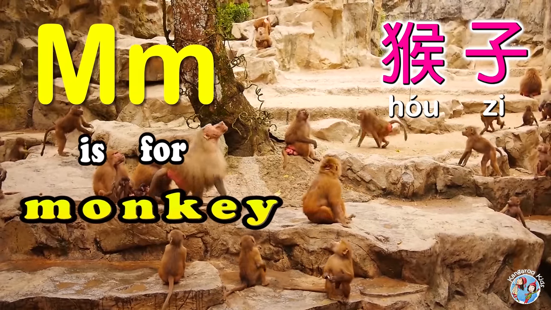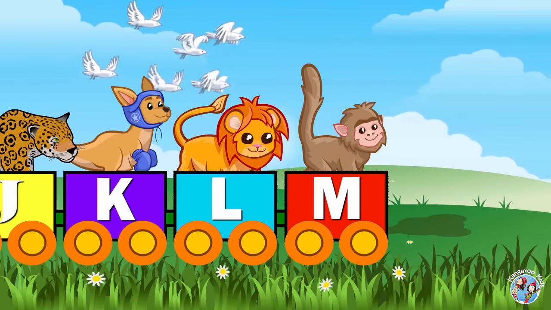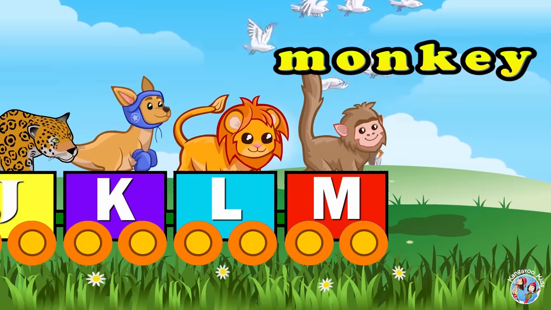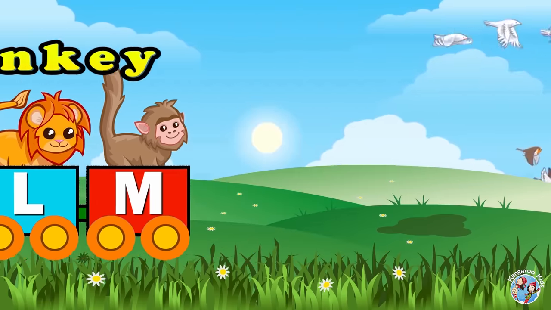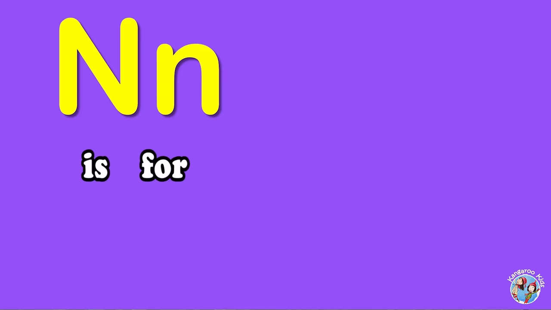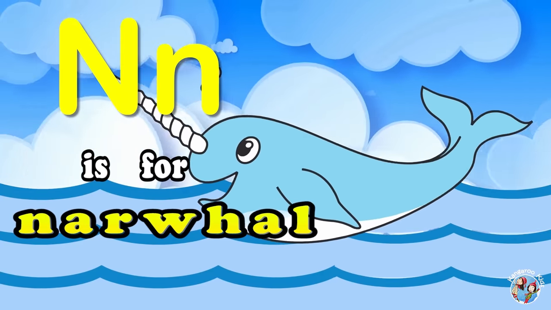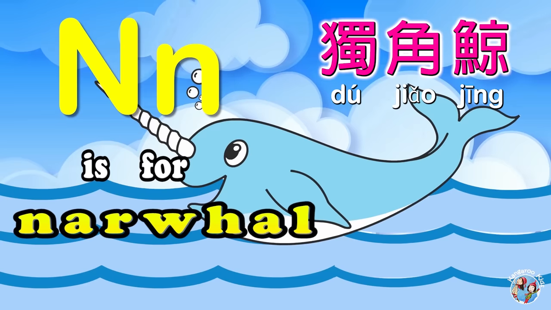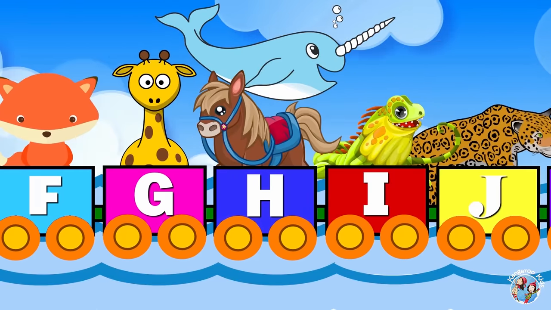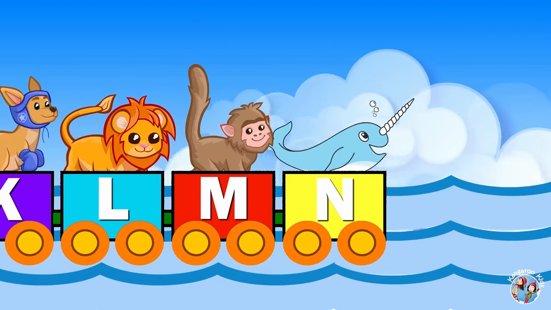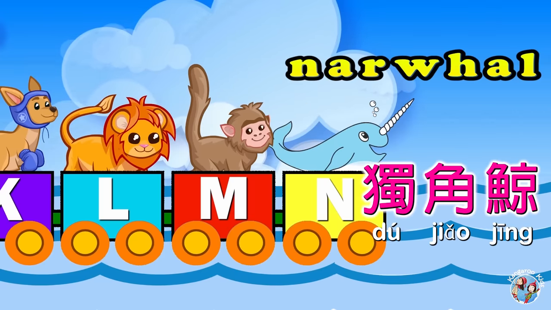猴子。M, monkey. 猴子. N is for narwhal. 独角鲸. N, narwhal. 独角鲸.